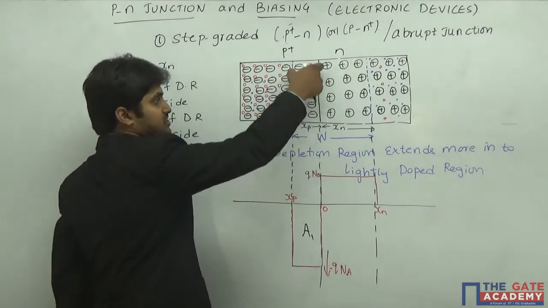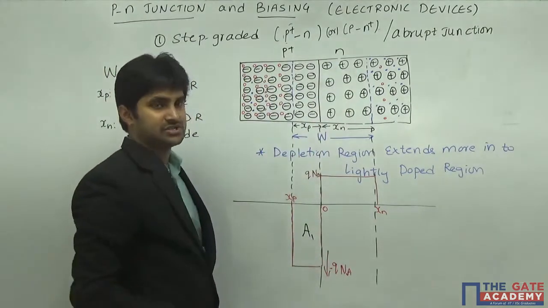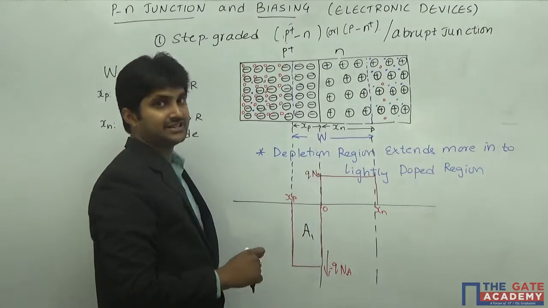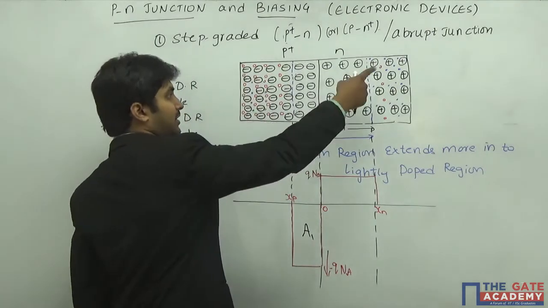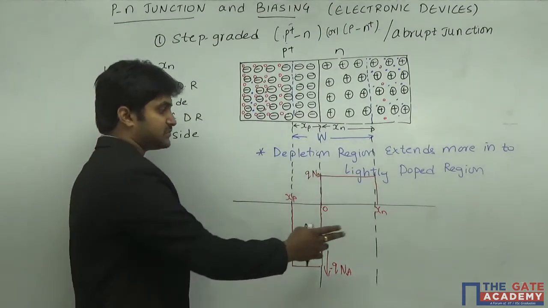Okay, in a particular region you're going to have only negative ions. In a particular region you have only positive ions. So here we don't have a compensated region, whereas in the bulk of the semiconductor, we are going to have a compensated region. So there is no charge density in this particular region.